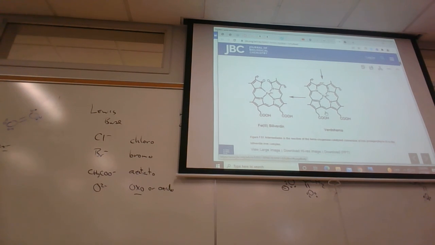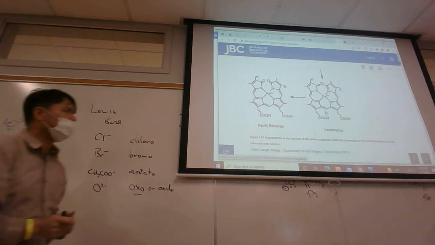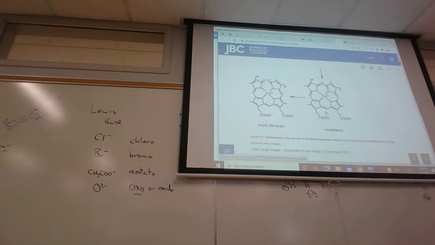This isn't such a great Lewis base, but it's got a lone pair, right? And that lone pair can attack the iron 3. But it doesn't form a very strong bond. And so what we can do is we can get oxygen to form a coordinate covalent bond, but it's weak. It's a weak bond compared to nitrogen. Nitrogen forms a much stronger bond.